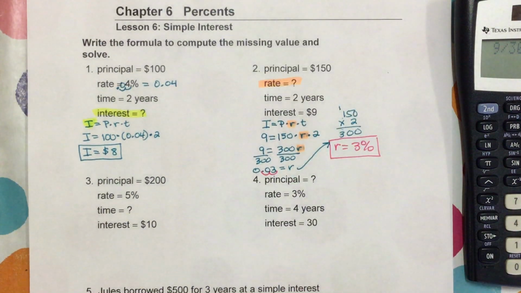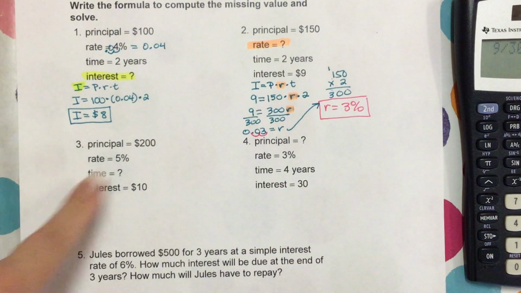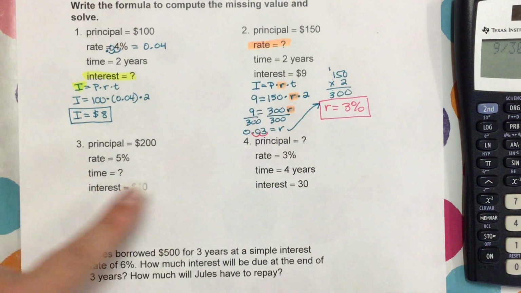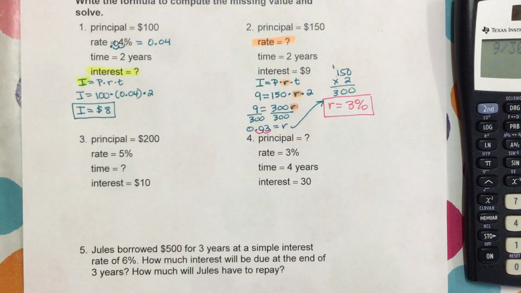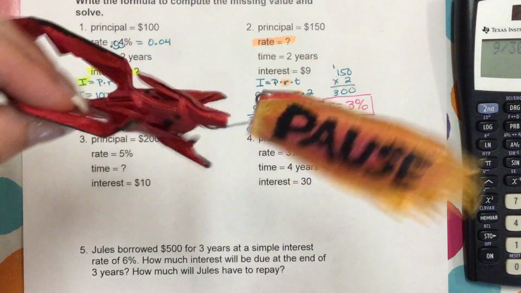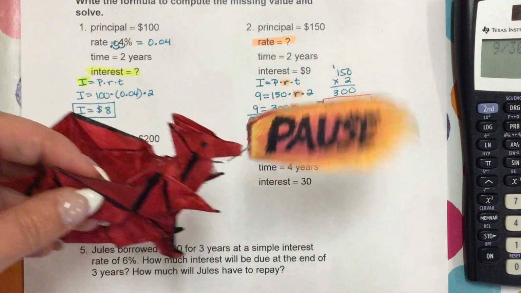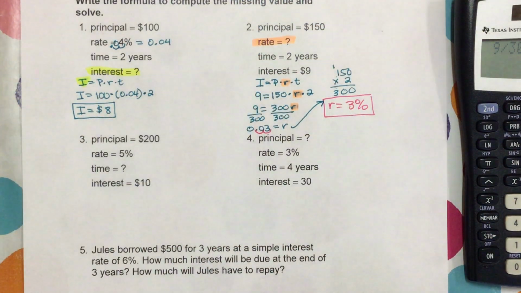Okay? Now I want you to go ahead and try 3 and 4. So make sure you go ahead and write that formula first and then find the missing values. Go ahead and get started on 3 and 4 only. Oh, I'm sorry. There's our friend reminding us to pause the device. When you get done, press play and we'll go over the answers. All right, see you in a bit.